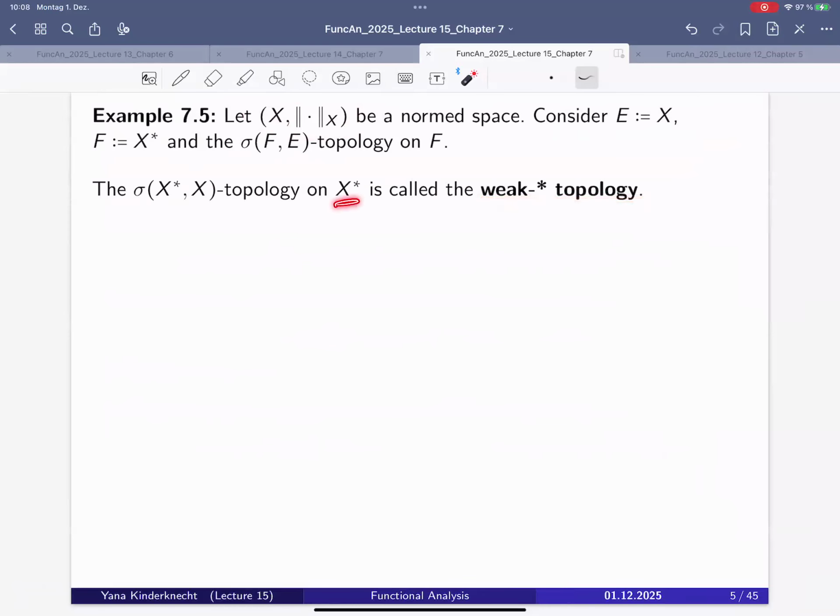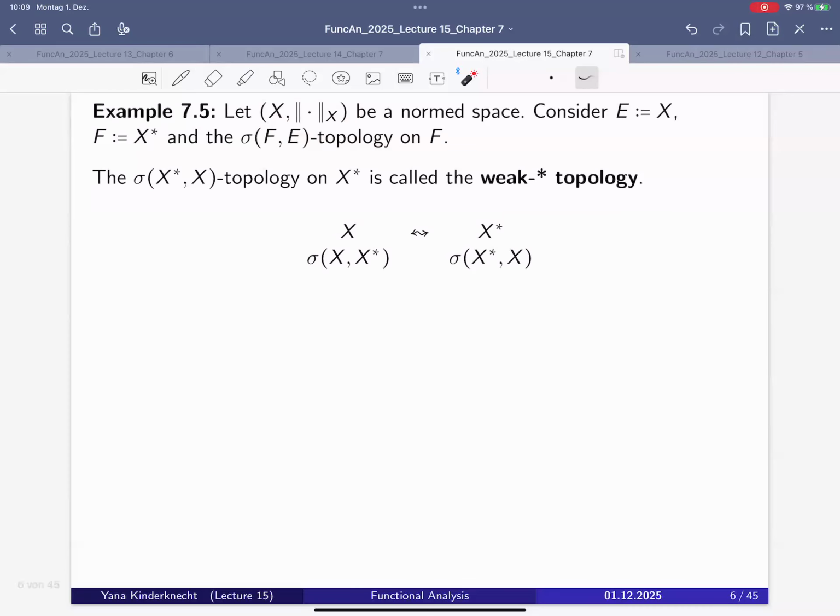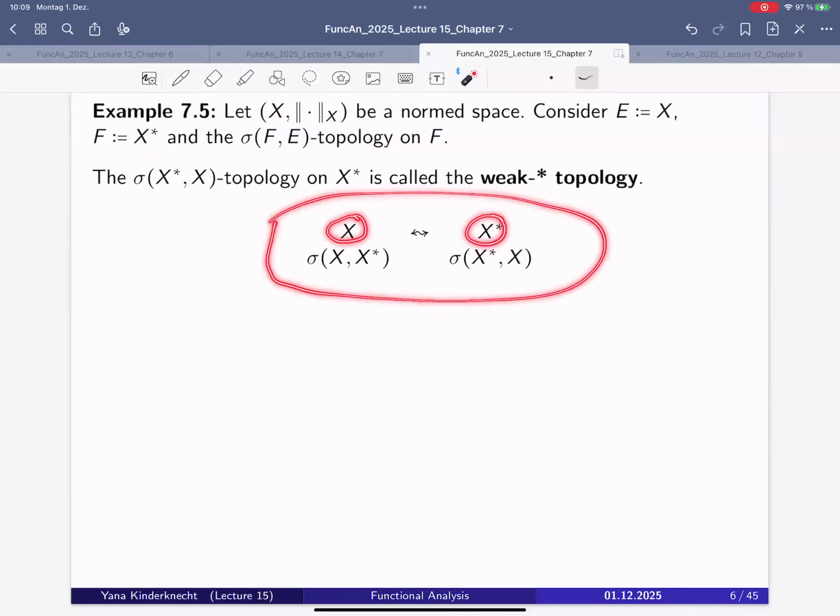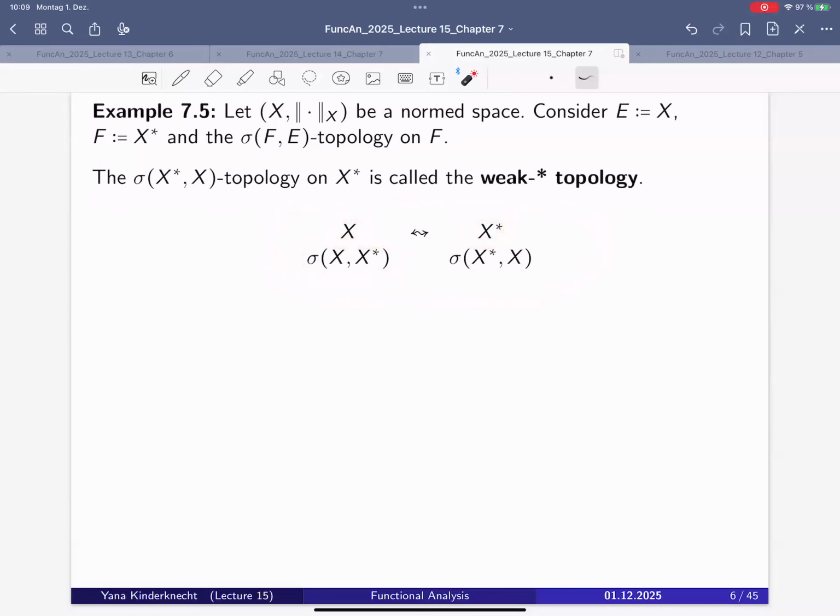So this is a topology on X star, constructed on the basis of X star and X. And again, using all the results about this general case, sigma(E, F), we may conclude that this topology has the following properties. First of all, in this picture, in this special case, this is my E, this is my F. Here we have the topology sigma(E, F), which is called weak topology. And here we have the topology sigma(F, E). And in this particular picture, it has the name weak star topology.